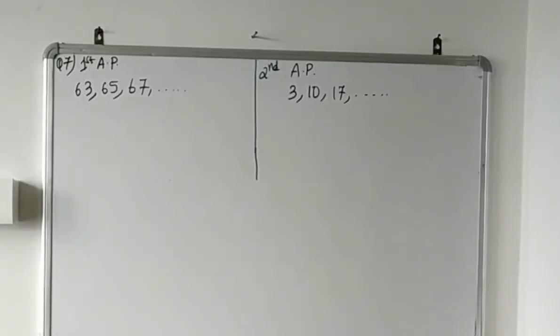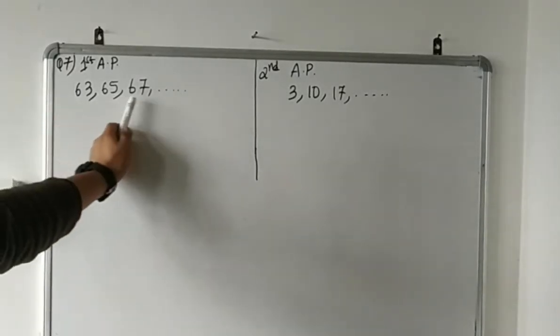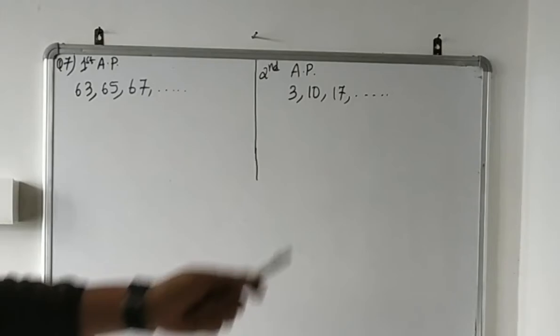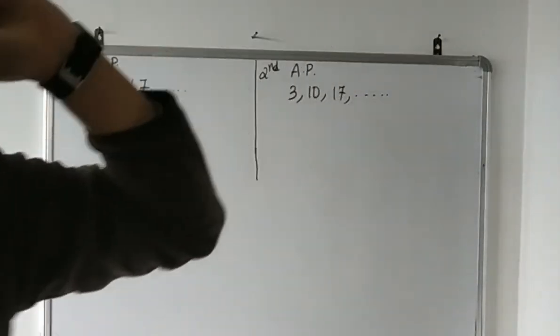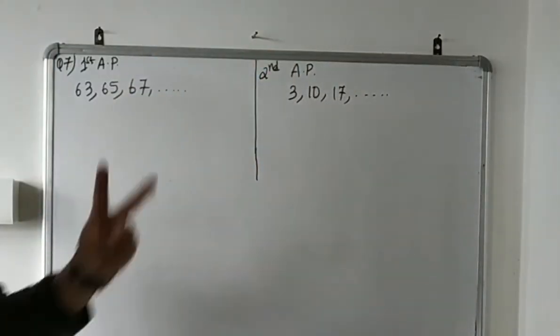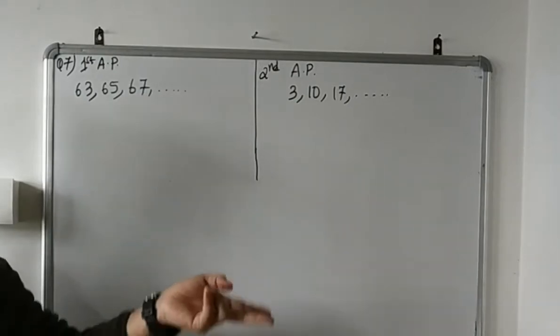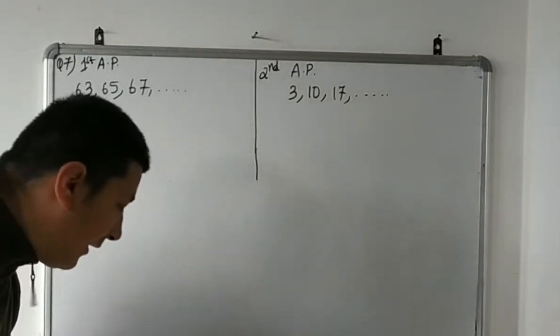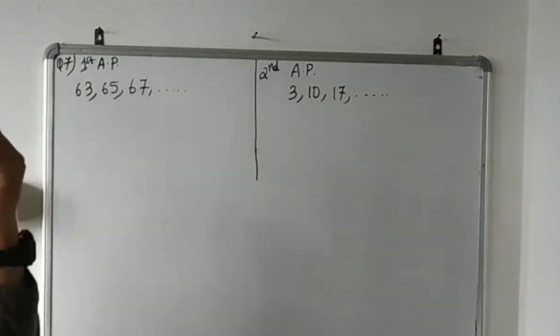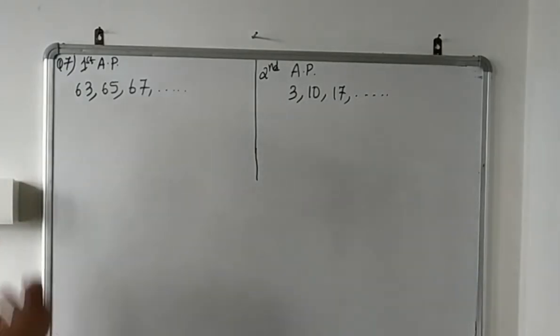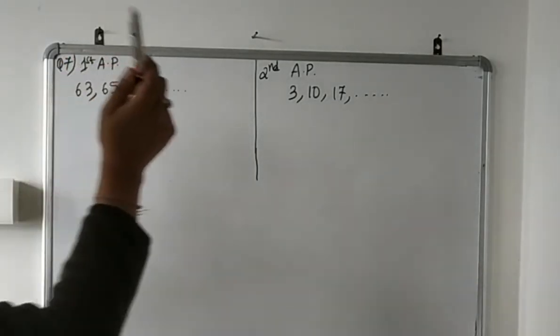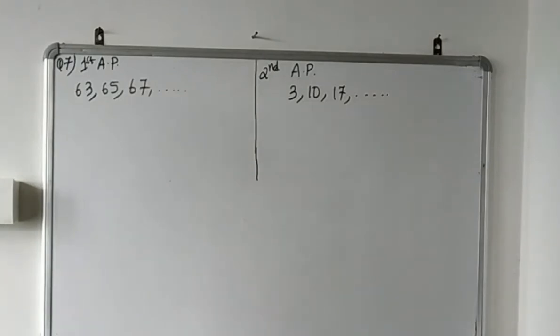Alright, let us proceed. The question says two APs are given to us. The first AP is 63, 65, 67, and so on. The second AP is 3, 10, 17, and so on. Two different APs given to us. The question says find the value of n, small n, for which the nth terms of both of these APs are equal.